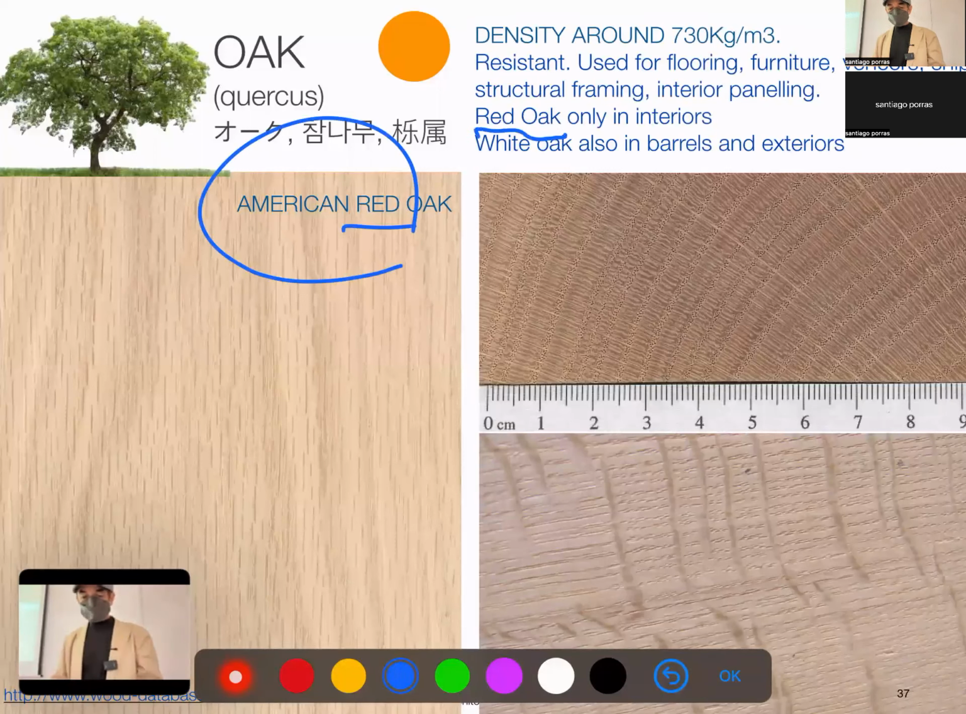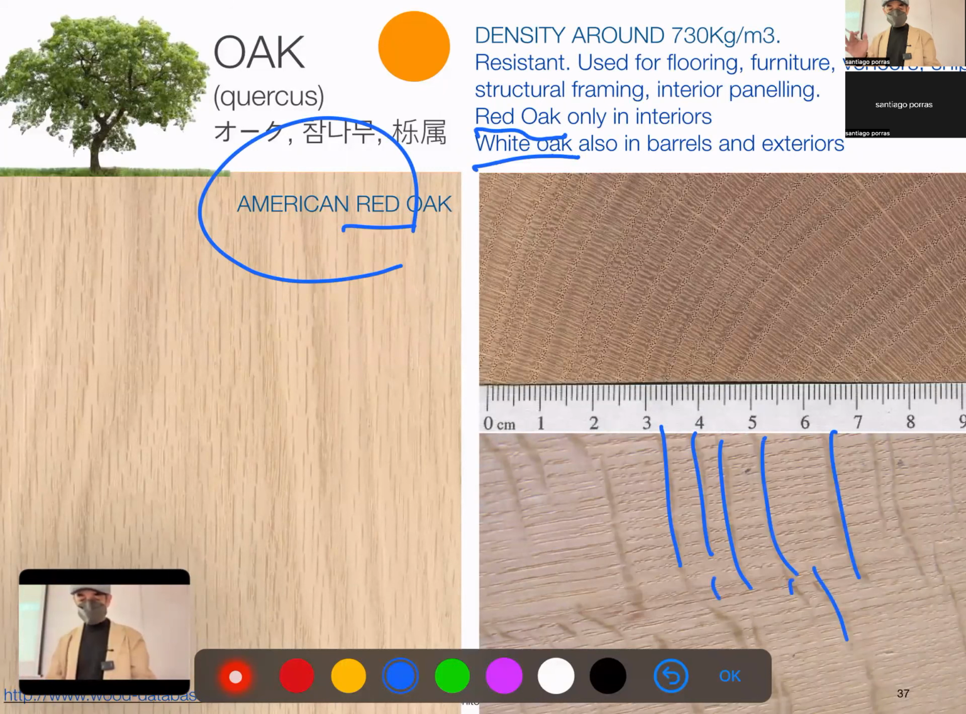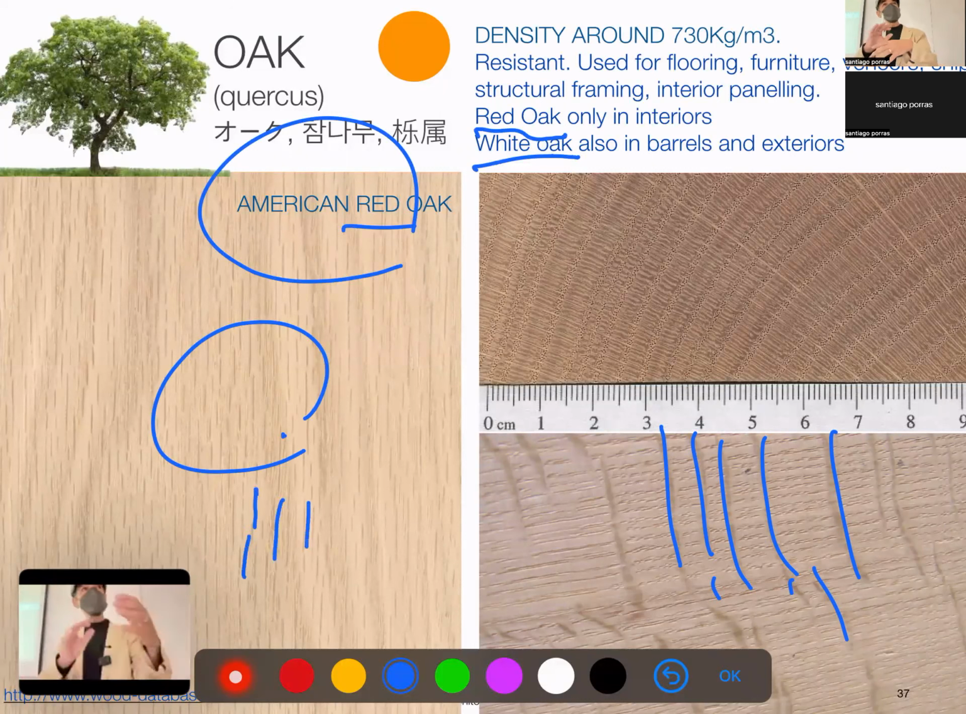So red oak, there's like two main families, red and white. White is great for exterior, it's quite durable. Red is from drier areas, so they are used more interior for decorational purposes. And you see the rays of oak are also very, very characteristic. And this may mislead with beech, but you see the lines are longer and not as ubiquitous as in beech.